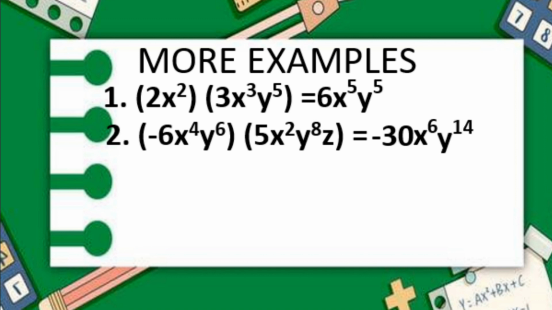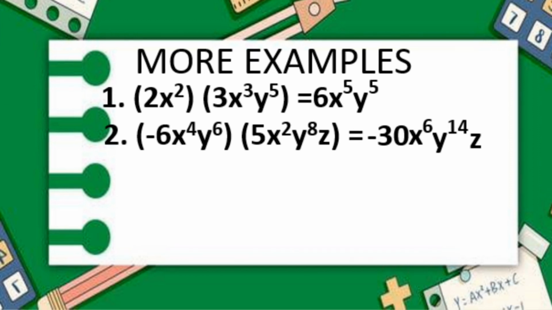And since there is no z on the first factor, we'll just simply copy the letter z. But take note that z always has an exponent of 1. Alright? But you don't have to write it down, just like in the numerical coefficient. Now, let's proceed with number 3.